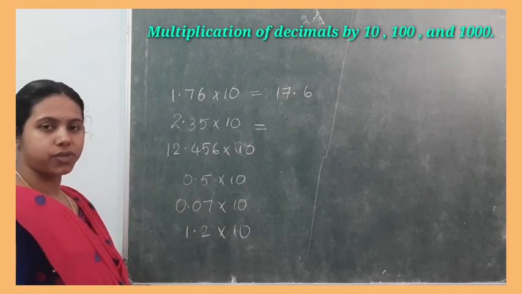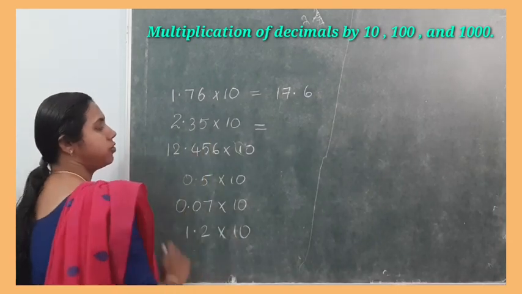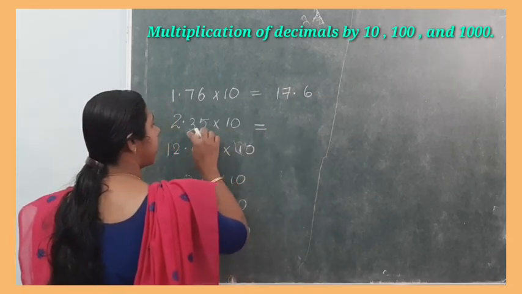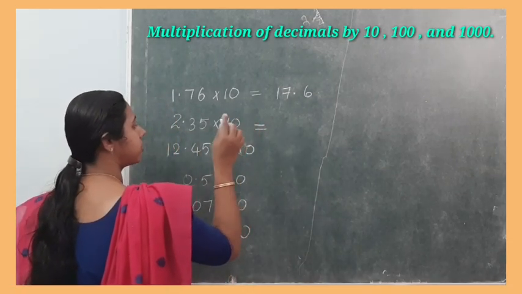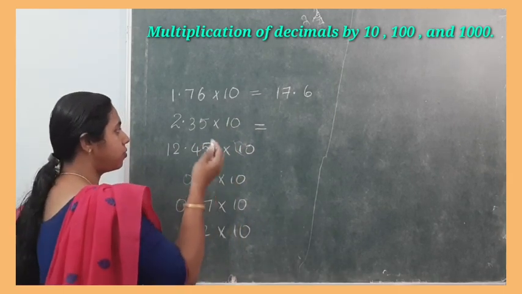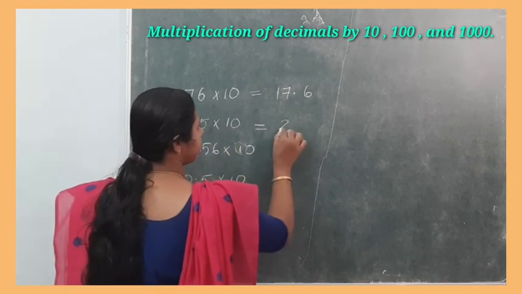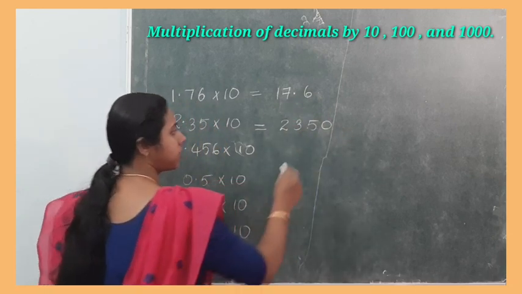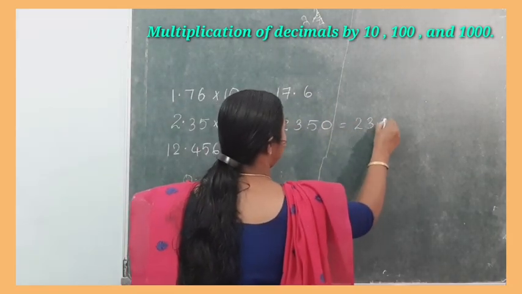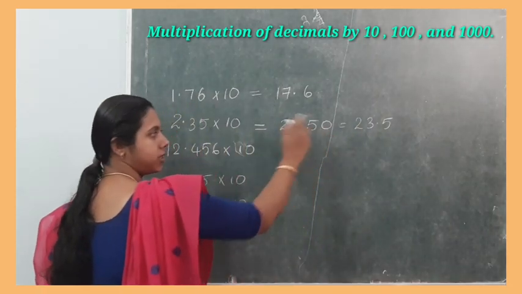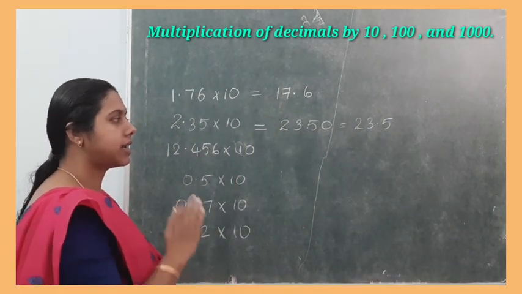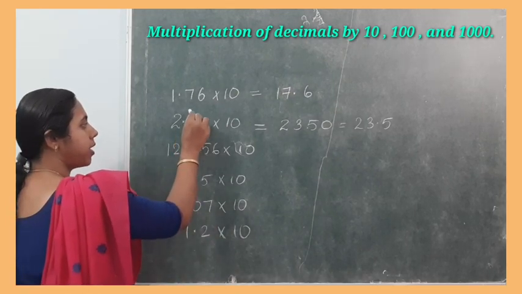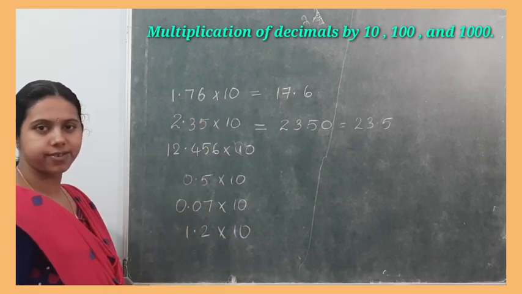Let us see the next question. 2.35 into 10. So it will be 235 into 10 is 2350, 2 decimal places. So 23.50, that is equal to 23.5 because there is no value for this 0. So the answer is 23.5. Here also you can see the decimal point is moved one place to the right.